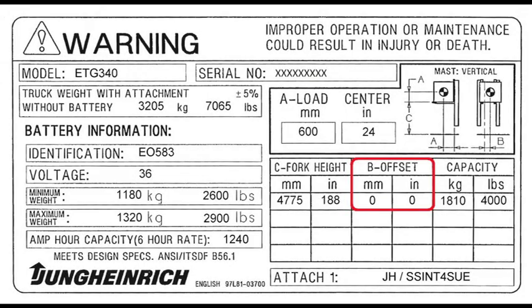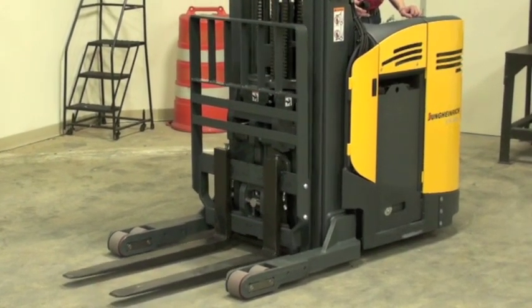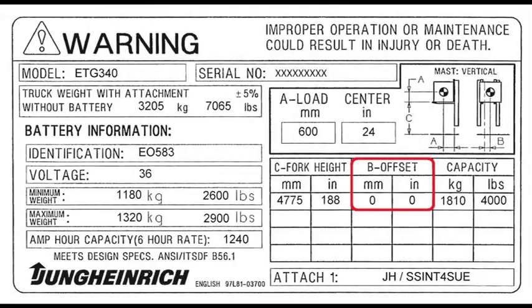Another piece of information on the capacity plate is the offset dimension. Offset is the distance a load can move across the mast. The typical movement of a side shift carriage is 4 inches either side of center, so an offset dimension will not appear on the capacity plate.